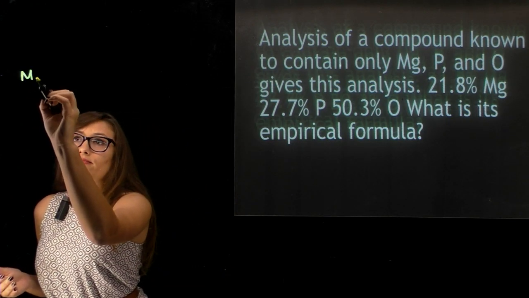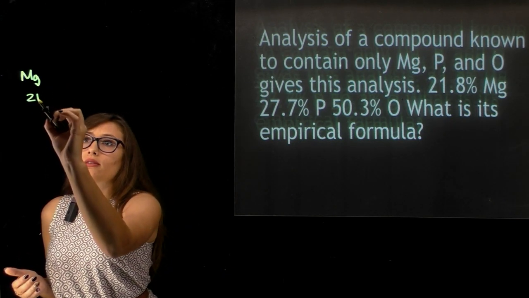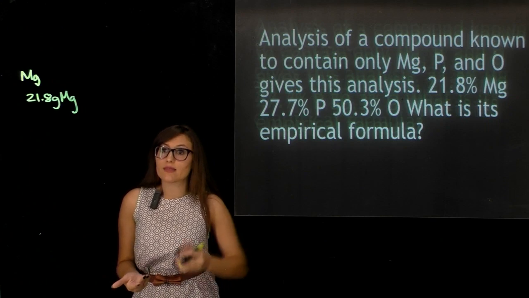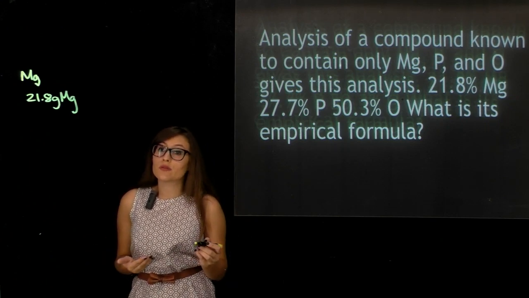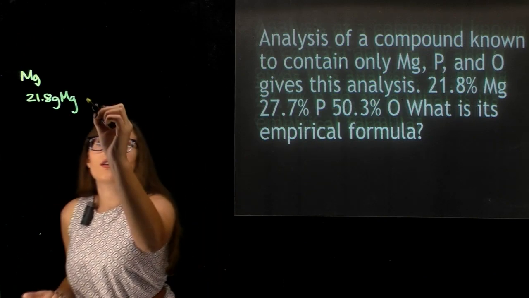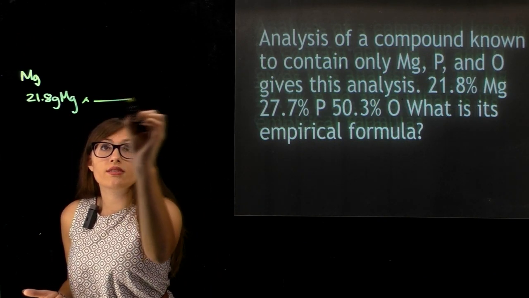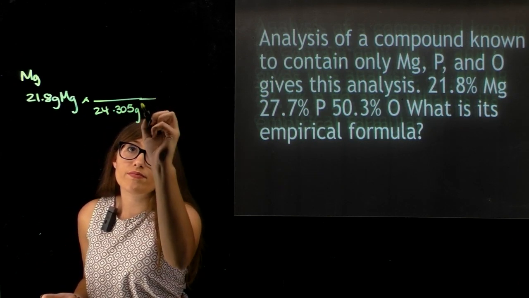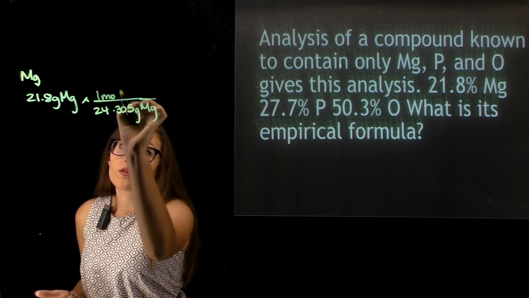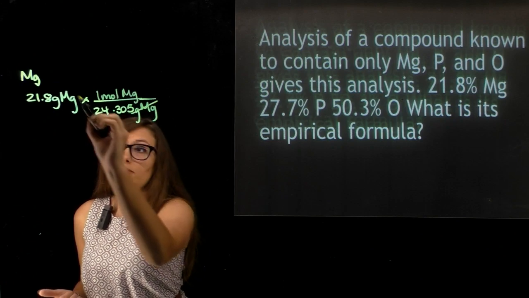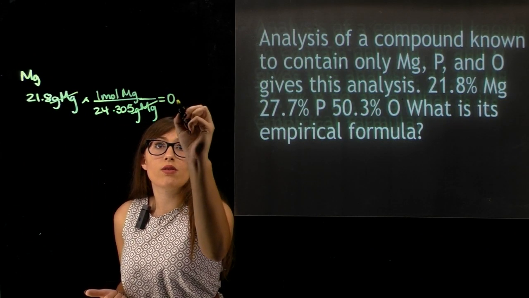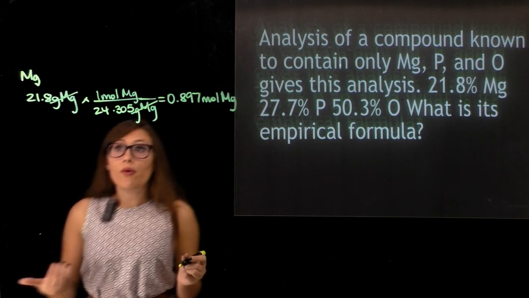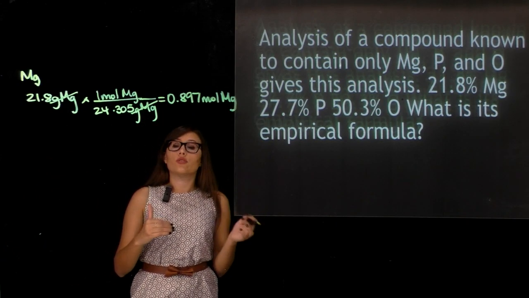And so for magnesium, we have 21.8 grams of magnesium. And if we want to go from grams of magnesium to moles of magnesium, we have to use the molecular weight of magnesium, which is 24.305 grams of magnesium for every 1 mole of magnesium. Grams and grams cancels, and we end up getting 0.897 moles of magnesium.